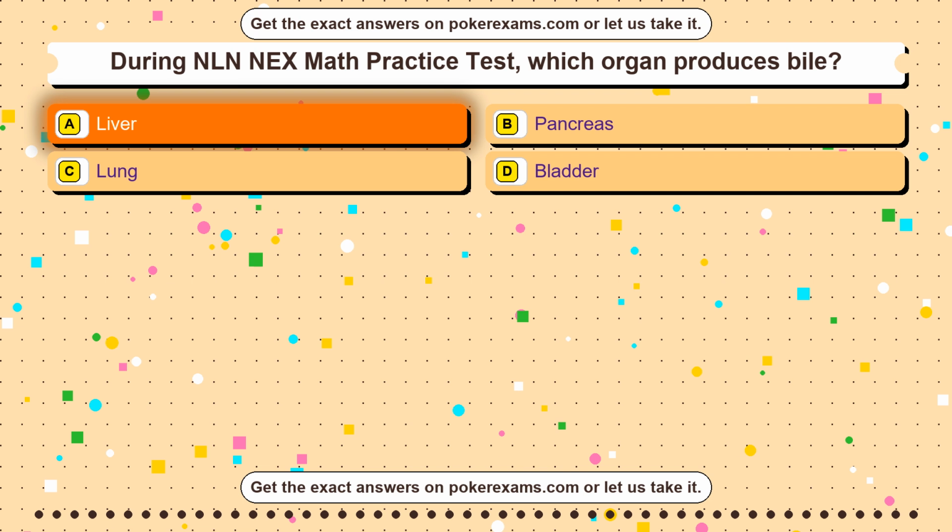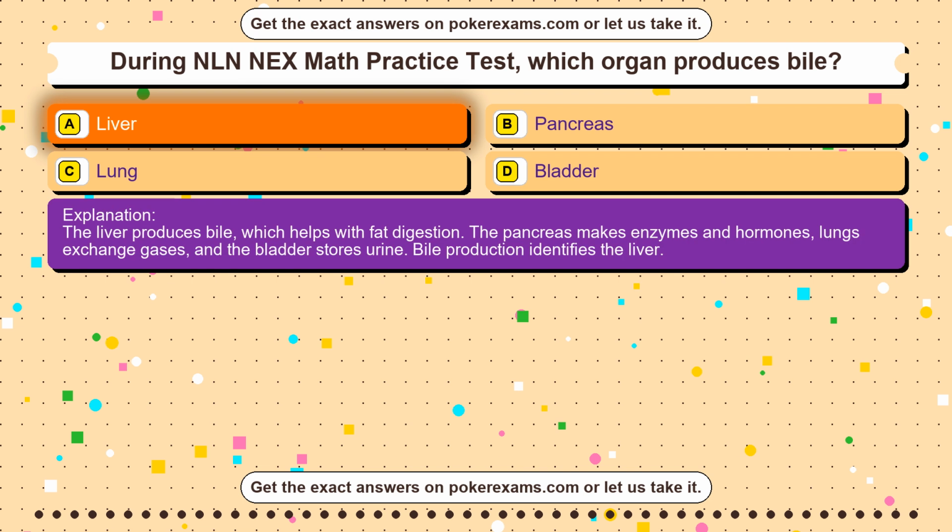The liver produces bile, which helps with fat digestion. The pancreas makes enzymes and hormones, lungs exchange gases, and the bladder stores urine. Bile production identifies the liver.